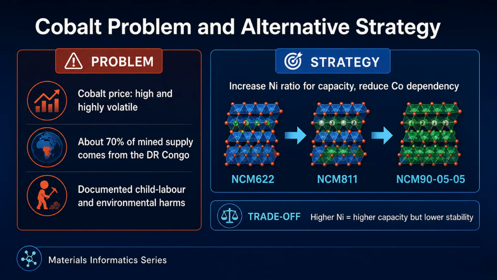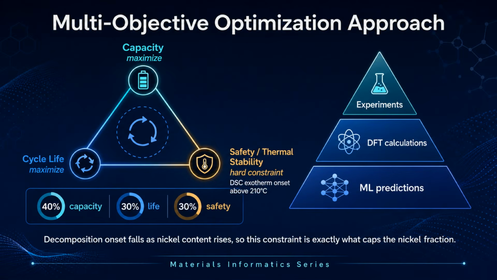A majority of supply comes from the Democratic Republic of Congo, with associated geopolitical and ethical concerns, including documented child labor. The alternative strategy increases nickel content for higher capacity while reducing cobalt. The industry has progressed from earlier formulations with higher cobalt to current ones with significantly less, and now targets formulations with minimal cobalt content. High nickel cathodes require balancing competing objectives.